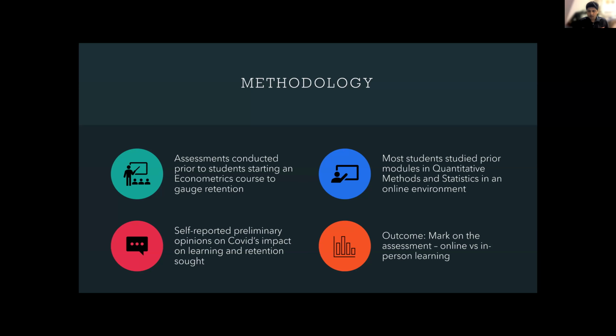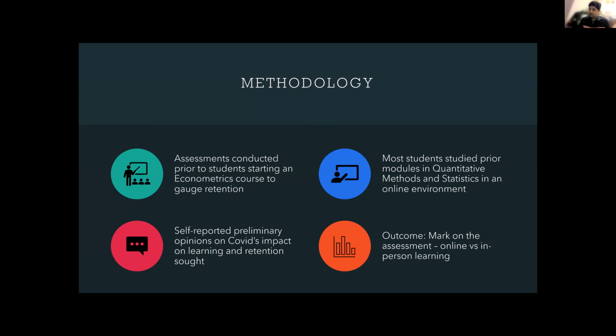But if you want to study econometrics, you have to have some background in statistics and data analysis. So we wanted to understand how well students retain that knowledge when they started their econometrics course. Students will self-select when to take that econometrics course when they were comfortable, but every economics student will need to take it at some point in order to graduate.